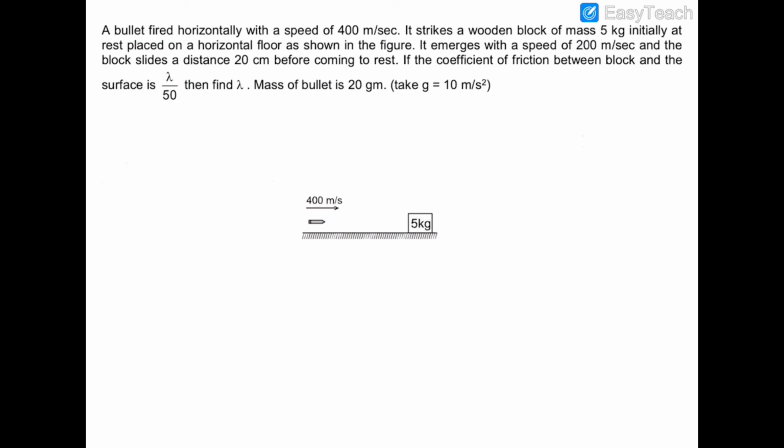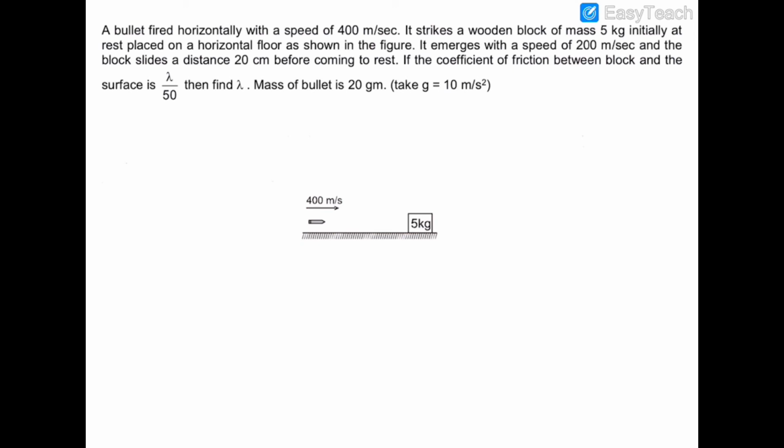In this question there is a bullet which is fired horizontally with a speed of 400 meters per second, and this bullet strikes this wooden block which is initially at rest, and it is placed on a horizontal rough floor. Now this bullet emerges out from the block with the speed of 200 meters per second, and after the emergence of the bullet, this block slides by a distance of 20 centimeters before coming to rest. Now we have to find out the coefficient of friction between block and the ground. The mass of bullet given is 400 grams and the mass of block is 5 kg.